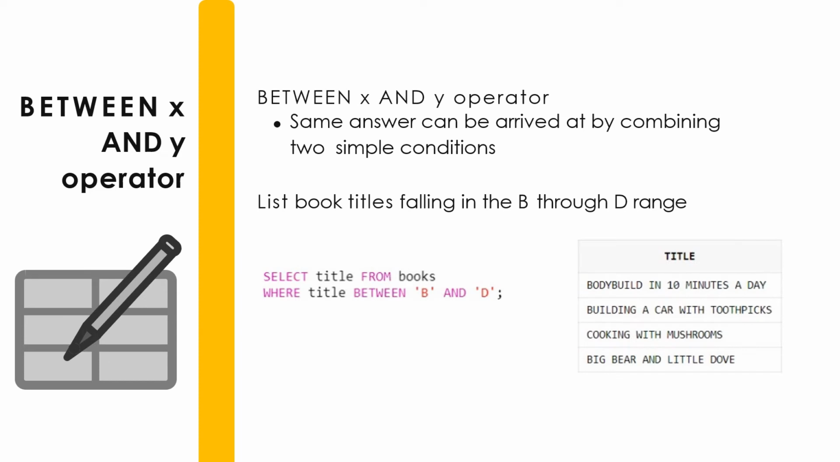If, for example, we would like to list the book titles falling in the B through the D range, we can use the BETWEEN X AND Y operator. Take note that the BETWEEN X AND Y operator works for literals, as we can see in this example, and it also works with numerical values and dates.